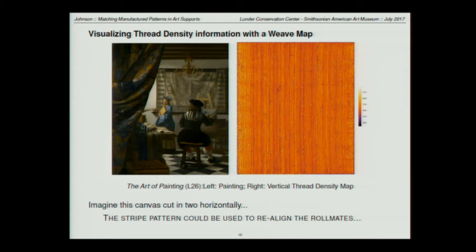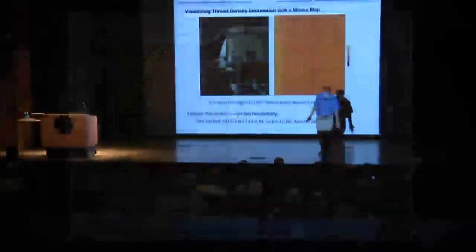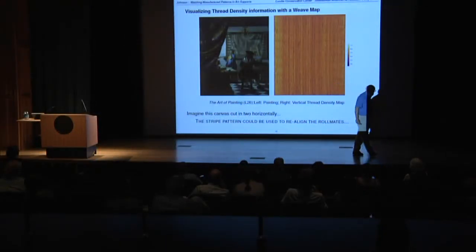Okay, so now what we're going to do, now that we have this idea, since we've got the x-rays of all 34, let's play the game. Let's make maps of all of them and see which ones match. Why would we do that?